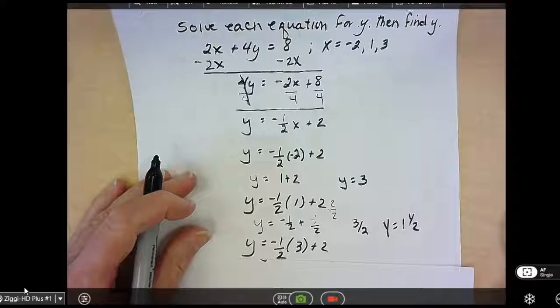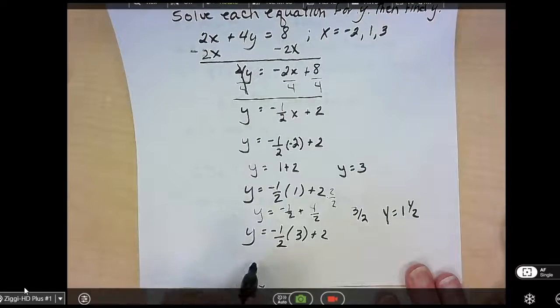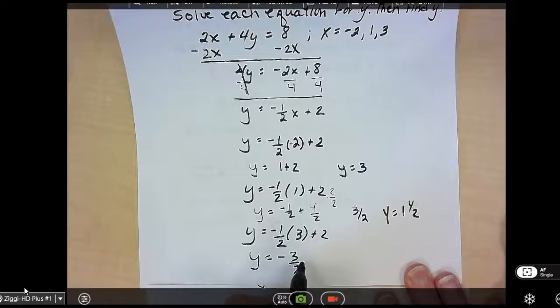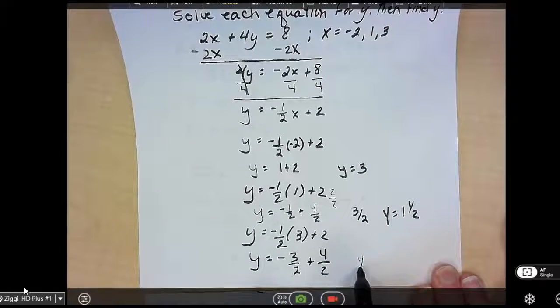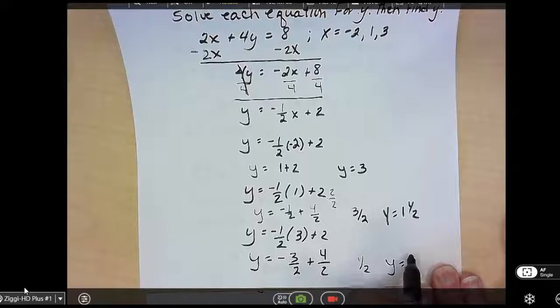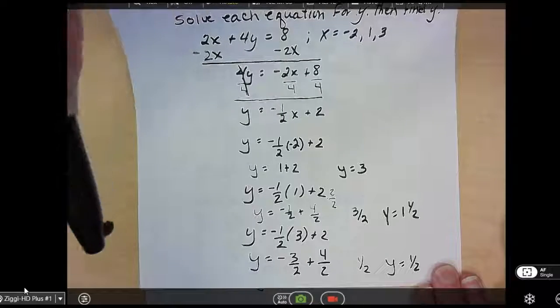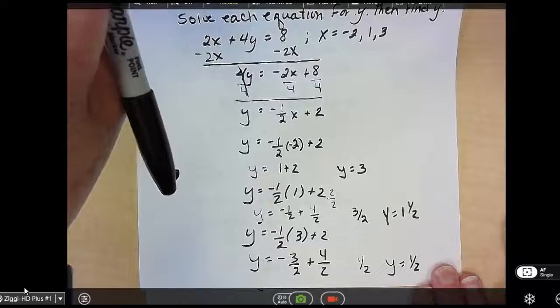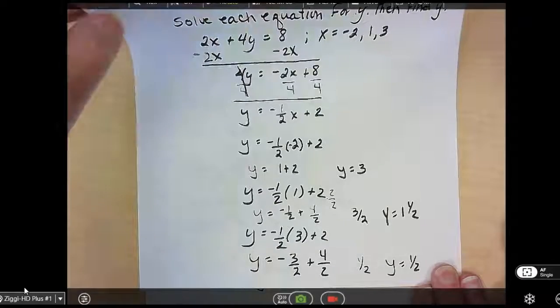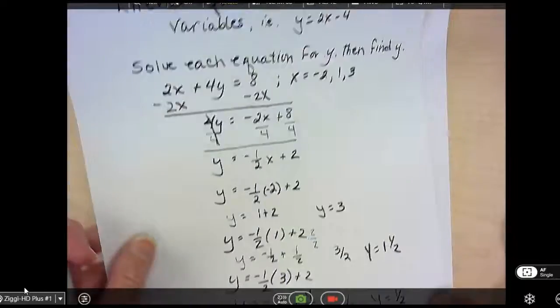When I substitute 3 in, I again multiply, so I get a negative 3/2. My 2 again would be the 4/2, so 4 minus 3 is 1/2. So y is equal to 1/2, and I found my y values when x was negative 2, 1, and 3.